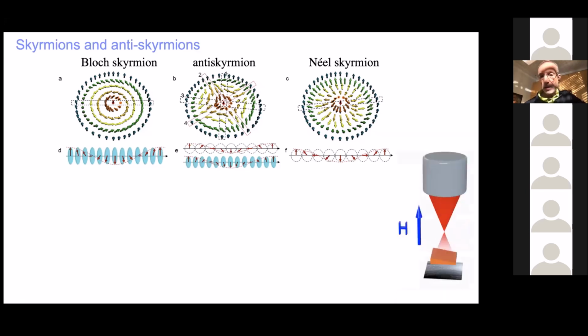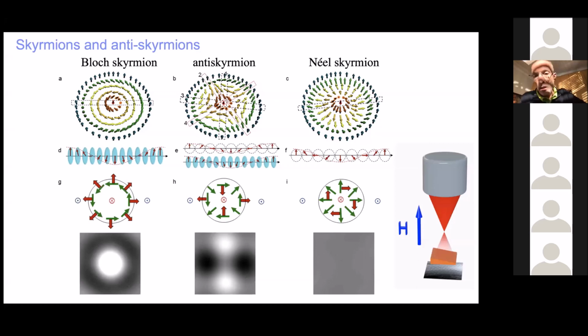We're going to use Lorentz transmission electron microscopy. Let me just remind you briefly, you have to take a very thin layer or lamella of this material, which is electron transparent. You pass an electron beam typically perpendicular to the lamella, and the electrons, as they pass through this magnetic material, will suffer a Lorentz deflection, so they're sensitive to the in-plane components of the magnetization in this case.